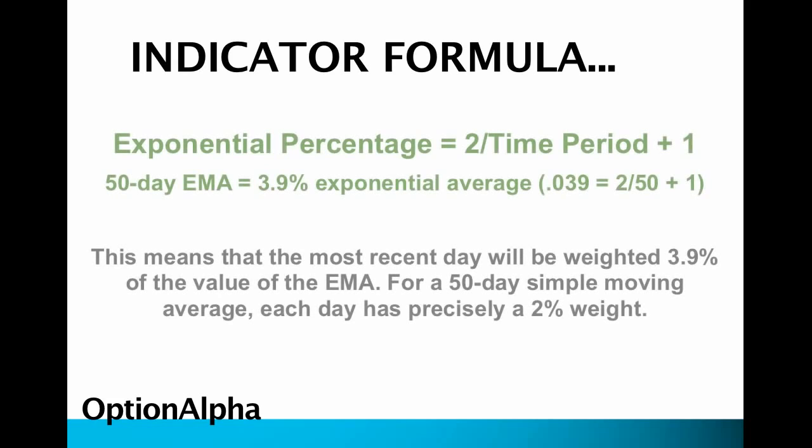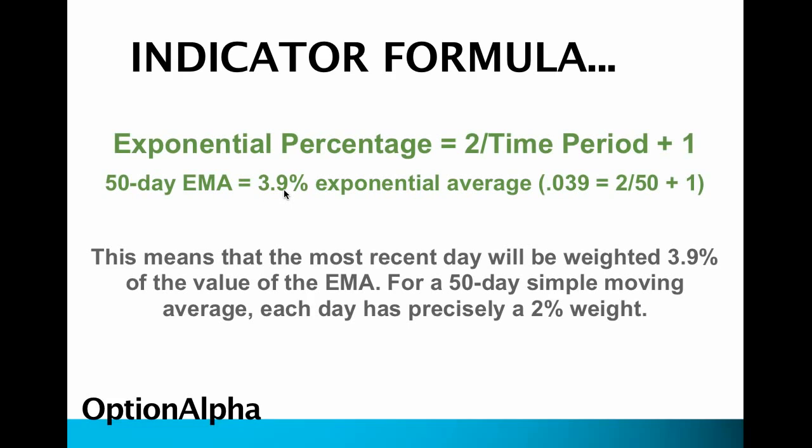So let's look at the indicator formula here just so you understand how it works. The exponential percentage is going to be 2 divided by the time period plus 1, and that's going to give us the percentage that we're going to factor in. So you can see here on a 50-day moving average, the exponential percentage would be 2 divided by the time period, which is 50, plus 1, and that gives us our 0.039. You add it, and that's 3.9%.